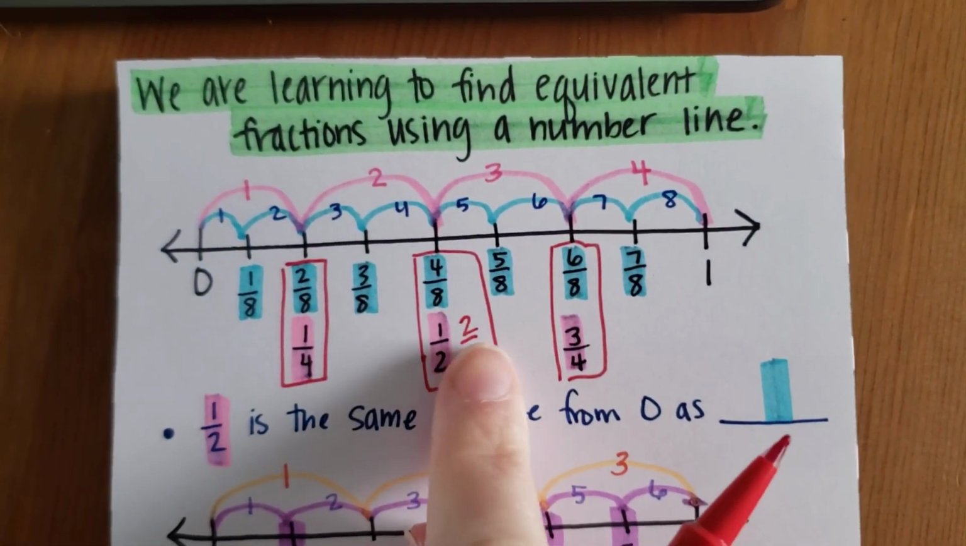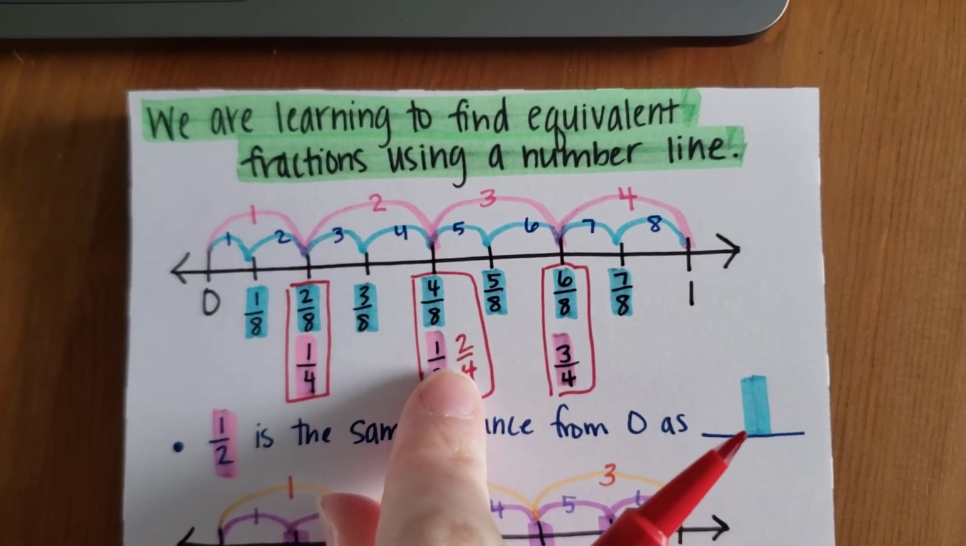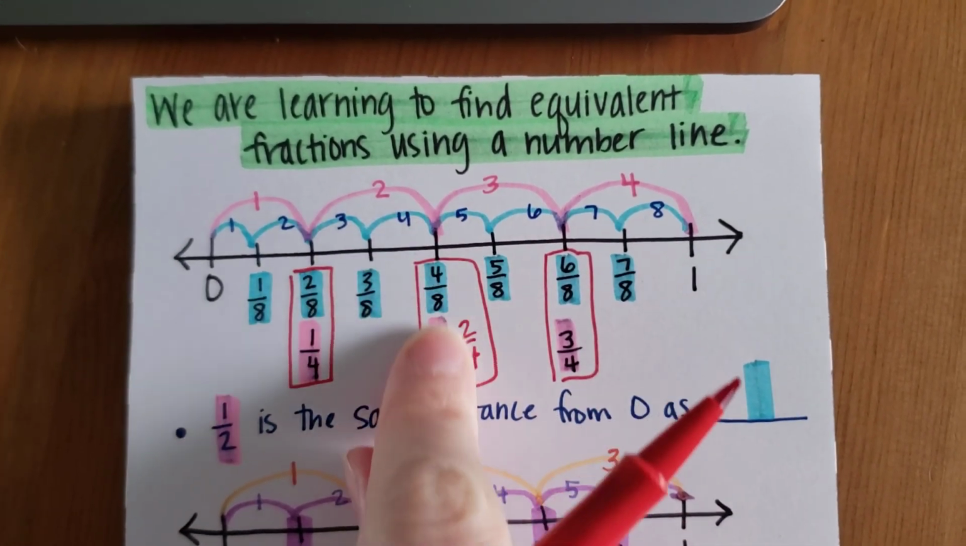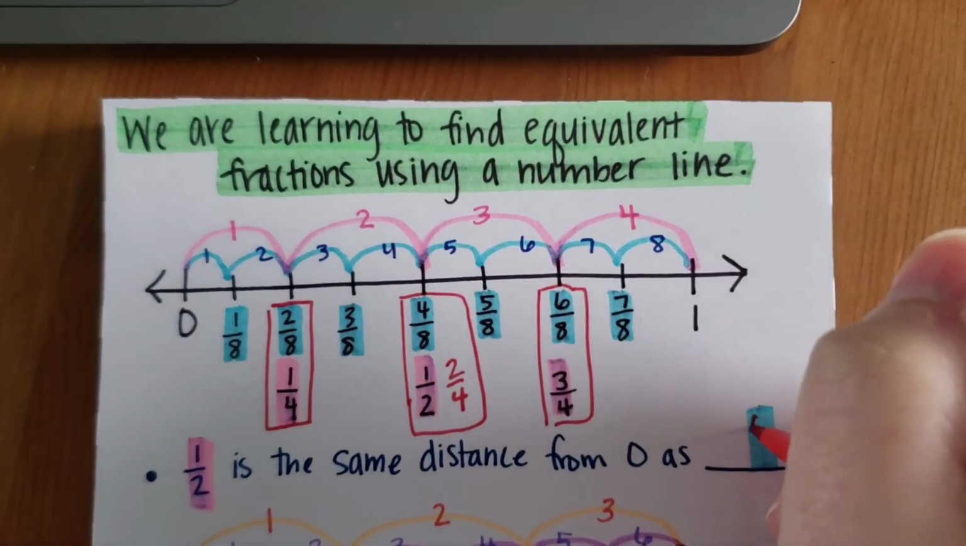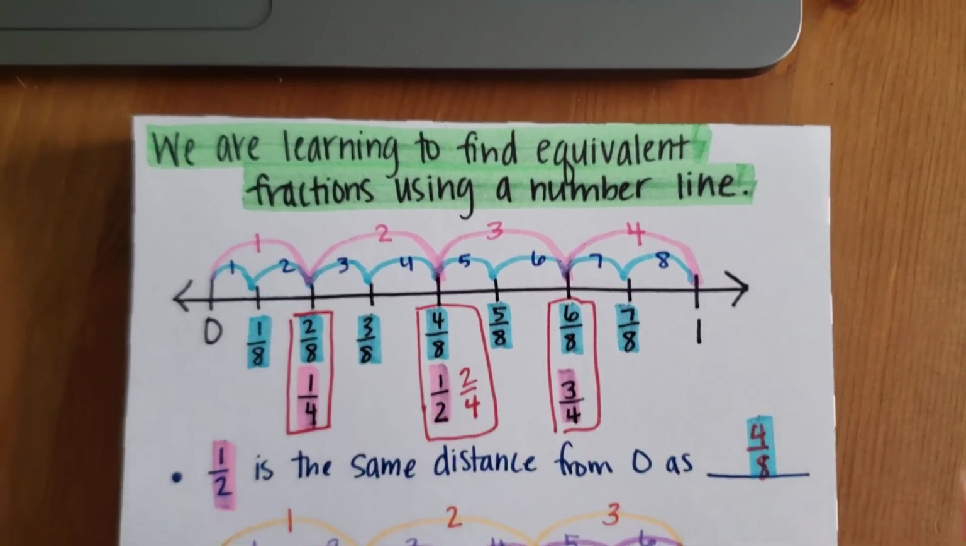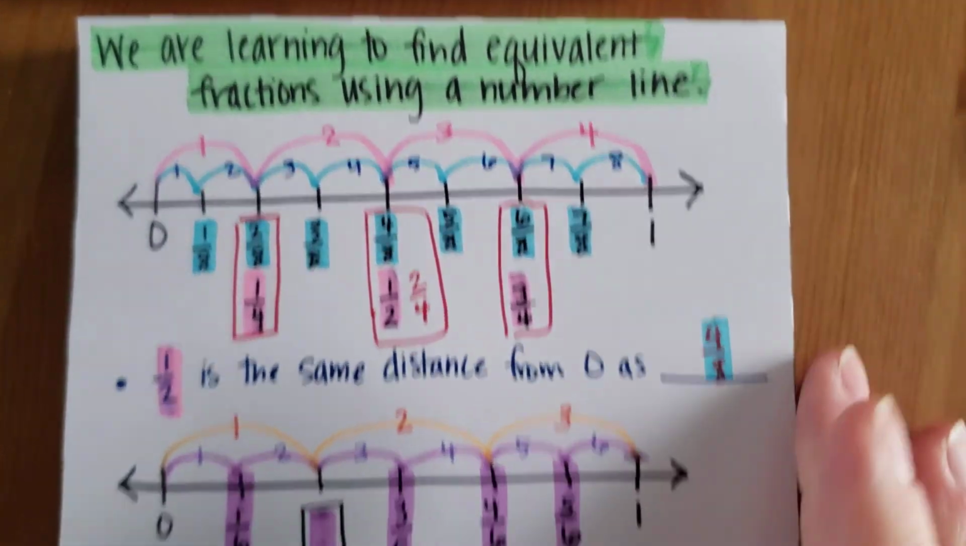So 1/2 is the same distance from 0 as what fraction? If I look on my line, I can see that 1/2 and 4/8 are the same distance. You can see that with my numbers down here, and you can see it in the jumps that I've done.